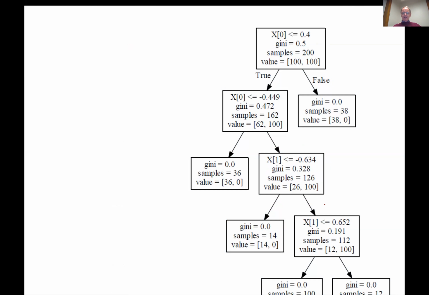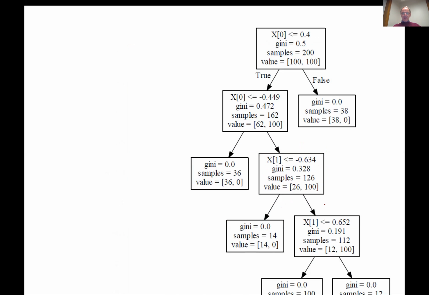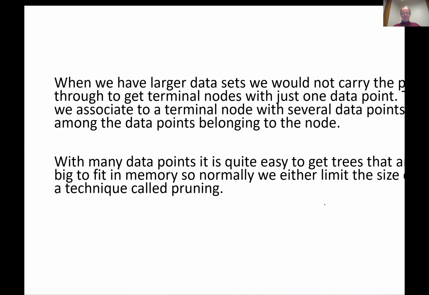So this is the decision tree for this example here. You can just take the data and fit the tree to it, and then get GraphViz to draw the tree. As I said, when we have larger data sets, we don't carry the process all the way through to get terminal nodes. That could make enormously big trees, and that would not fit in the memory.